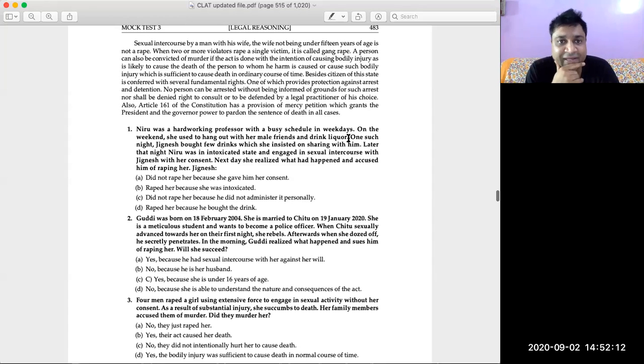When two or more violators rape a single victim, it is gang rape, like we saw in Nirbhaya. So now we are moving to a different topic. A person can also be convicted of murder if the act is done with the intention of causing bodily injury as is likely to cause the death of the person to whom the harm is caused, or bodily injury which is sufficient to cause death in the ordinary course. For example, if I slap someone and they die, I can't be held guilty of murder because I didn't have intention to kill them, and normally no one would die from a slap.